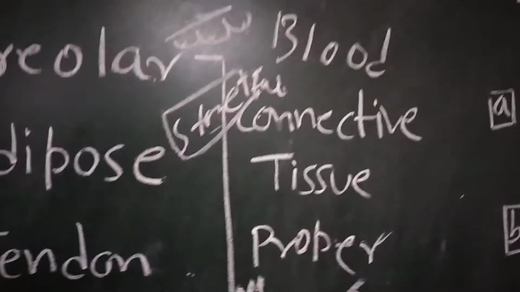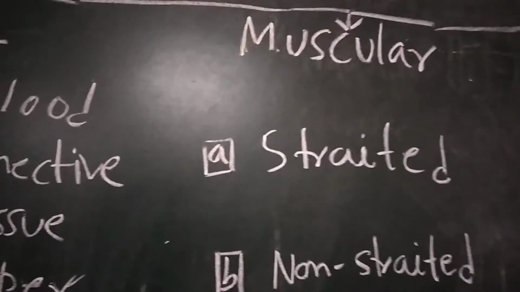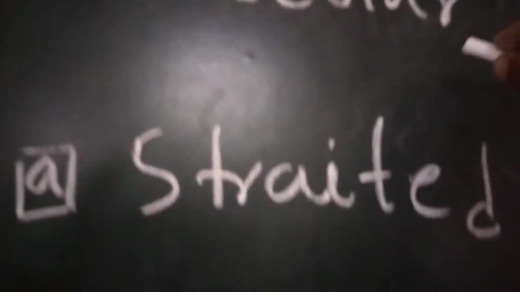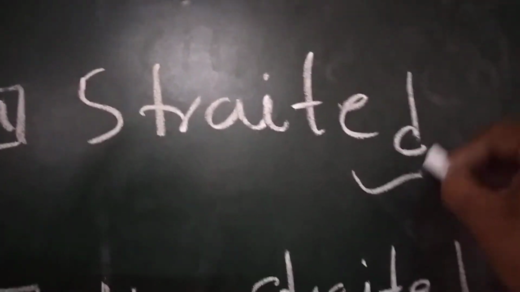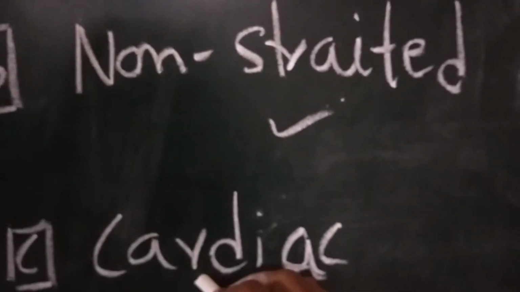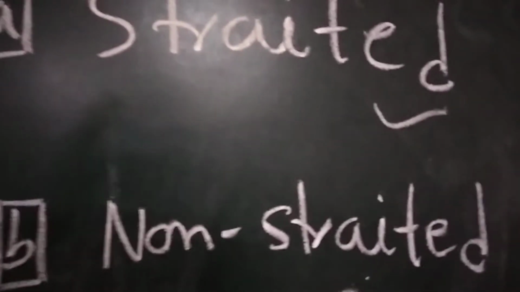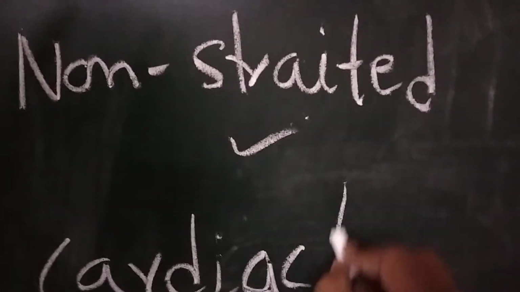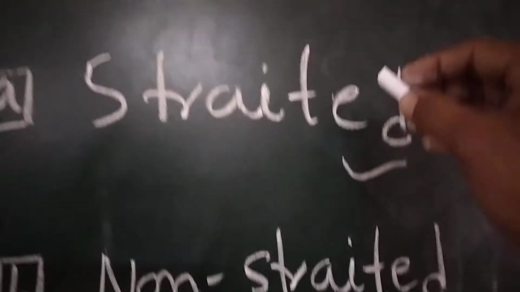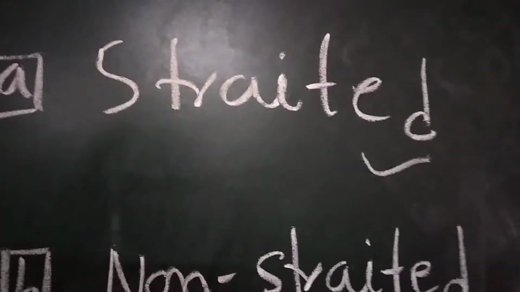Okay, students, so this is the connective tissue. Let's talk about the muscular tissue. What is the muscular tissue? Muscular tissue is classified into striated muscular tissue, non-striated muscular tissue, and one more you can get, the cardiac type of muscular tissue. Cardiac, you can easily hear the name heart, cardiac. So an easy example of muscular tissue is the heart.